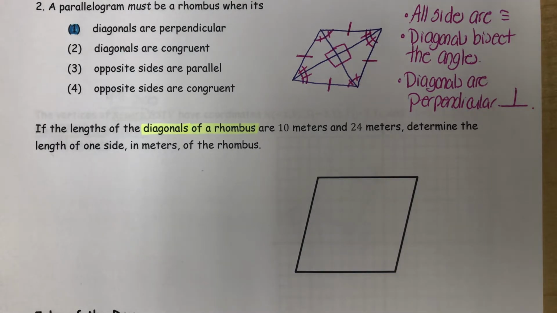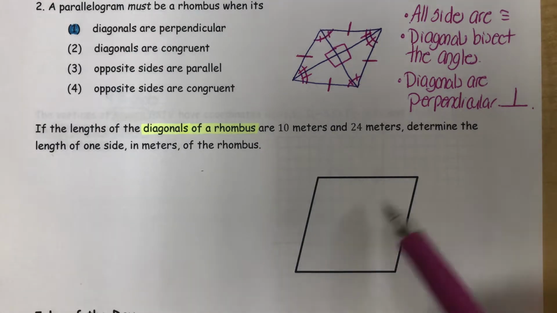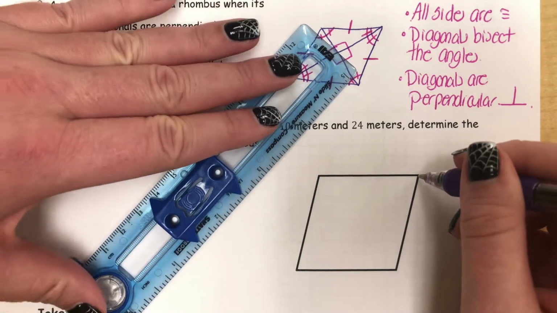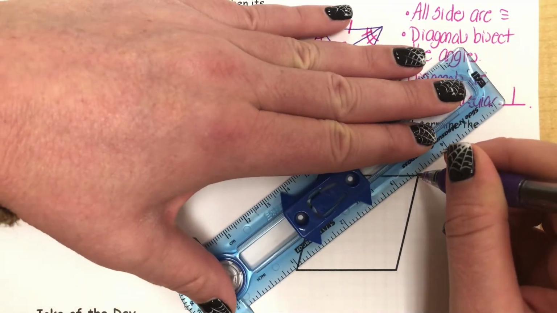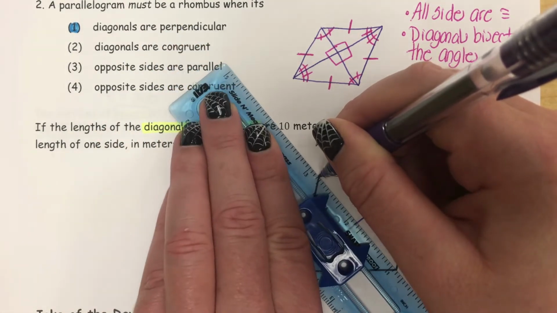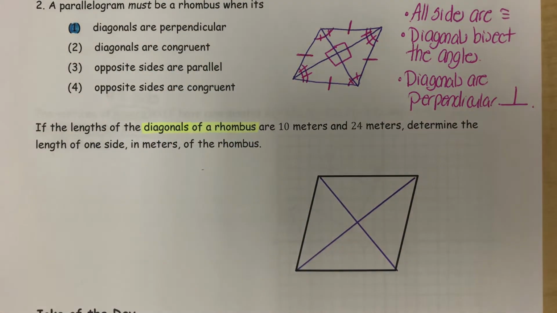And if I'm talking about the diagonals of a rhombus, I don't see those drawn in, so I'm going to add those immediately. So here I go. With my straight edge, with my ruler here, I'm gonna draw in both diagonals. I want this to look nice and neat, so it's easy for me to look back and study from.